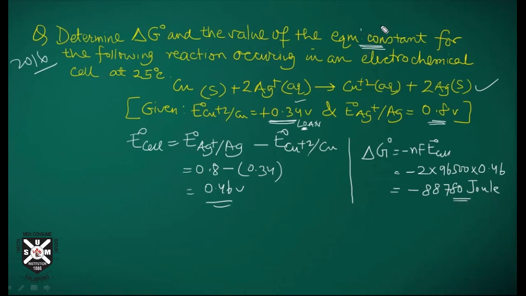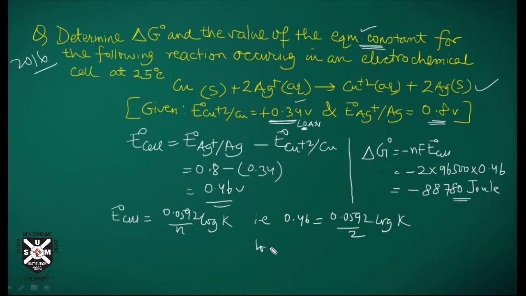Now, how do you calculate the equilibrium constant? Using the formula E naught cell equal to 0.0592 divided by n log K. This was the formula. That is 0.46 for standard EMF, 0.0592 divided by 2 for n log K. Now log K equal to 2 into 0.46 divided by 0.0592. What will be the value?